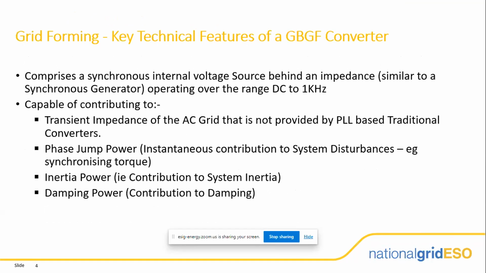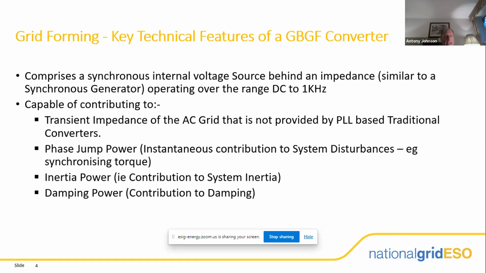So the key elements, what do we really want from grid forming? Well, the first point is that the plant itself should be available from any type of plant, be it a wind farm, a solar, a battery, even electric vehicles or smart loads. But the important elements we're looking for, so we're not looking specifically at the type of plant, we're looking at the key capabilities. The first thing is that it should have a transient impedance to the AC grid that's not provided by a phase lock loop based traditional converter. And as I've said, the reason why we wouldn't want that.